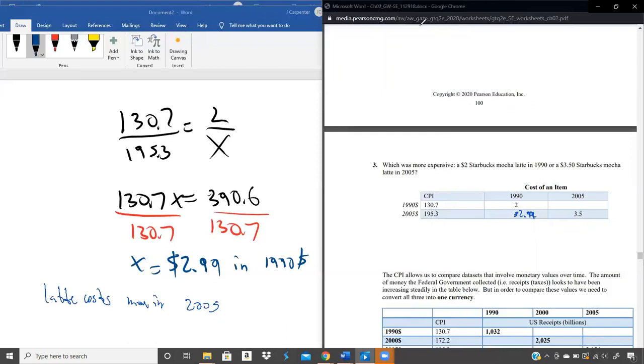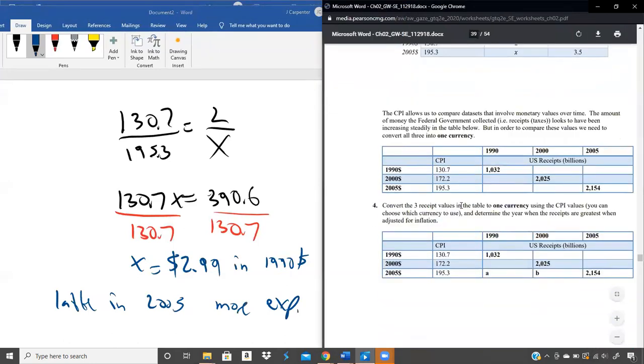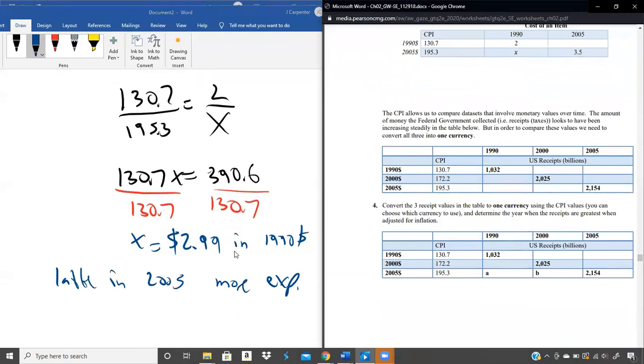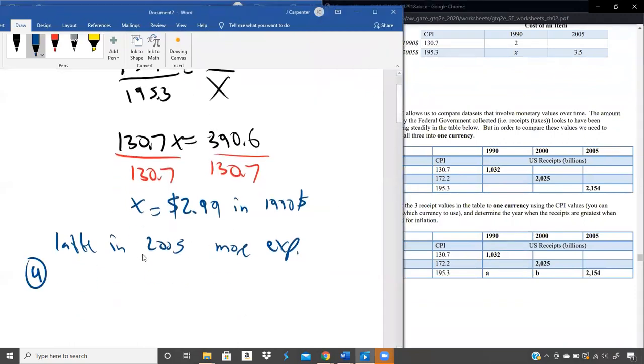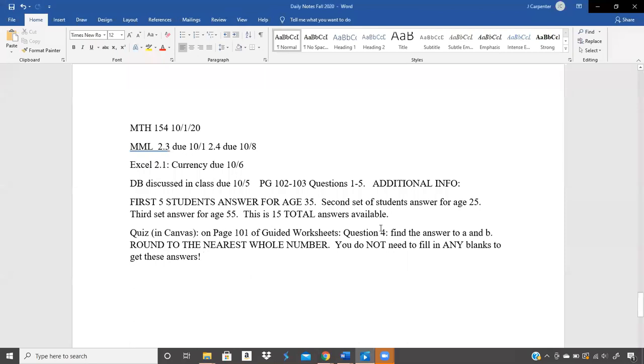All right, so let's clear our screen. I just realized that the answer is going to go away. The latte in 2005 is more expensive. There we go. So this brings us to our quiz. Question 4, and that's on page 101. This is your quiz. Answer A and B. The same instructions we're seeing on your whiteboard. Page 101, find the answer to A and B.